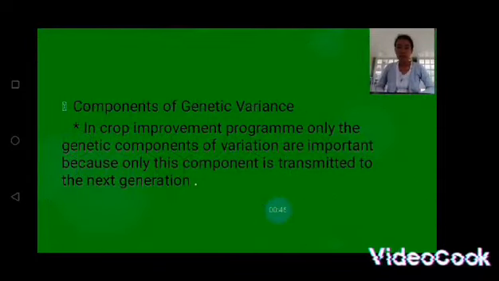And also, components of genetic variants in crop improvement program, only the genetic components of variations are important because only this component is transmitted to the next generation. So, ang components of genetic variants kay need siya sa crop improvement kay ang genetic variants magamit siya to transmit into the next generation.